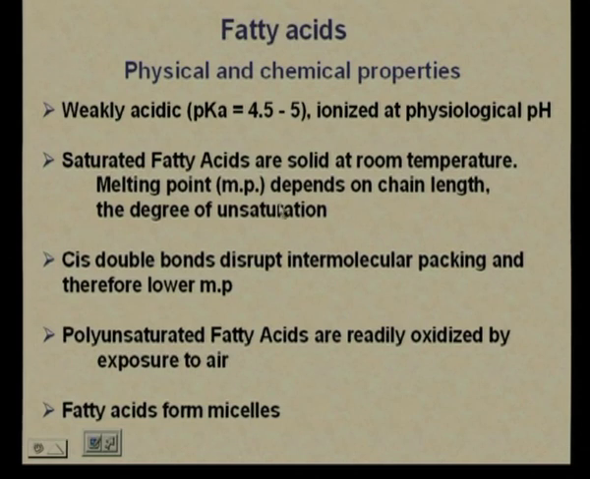So, these are the basic physical and chemical properties of fatty acids. What we have to remember is that they are weakly acidic, saturated fatty acids are usually solid at room temperature, and the melting point is going to depend upon the number of carbon atoms you have and on the degree of unsaturation. The more cis bonds you have, the lower the melting point is going to be, because you are going to disrupt the intermolecular packing between the hydrophobic chains.